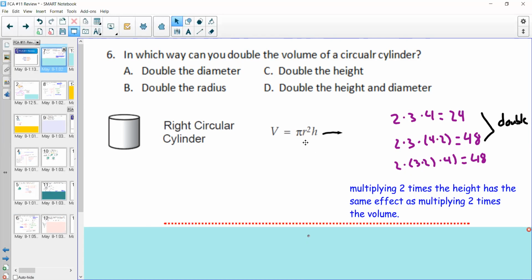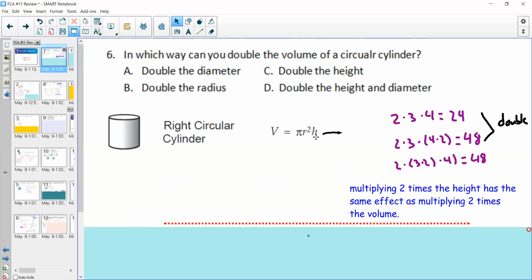If I double the radius, I'm actually quadrupling the volume. Okay, because let's say the radius is 2, and I double that to 4. So if it's 2, the radius squared is 4. If I double it, the radius is 4, and 4 squared is 16. Notice I'm quadrupling that. So you need to be able to distinguish that.